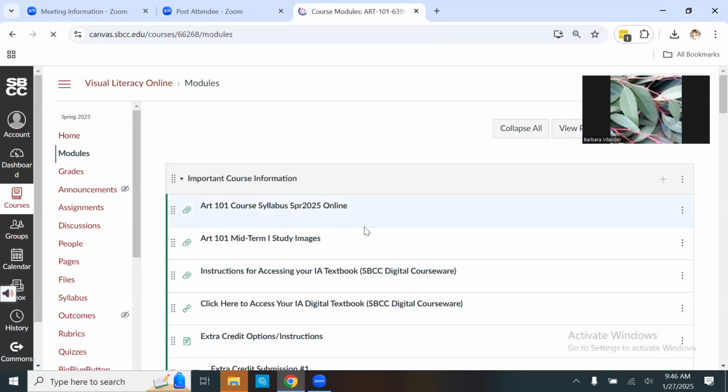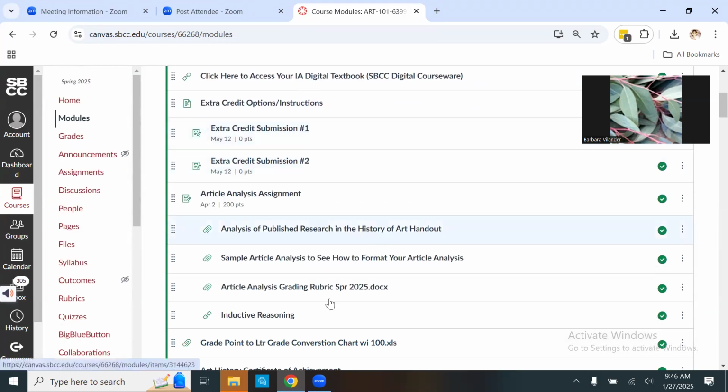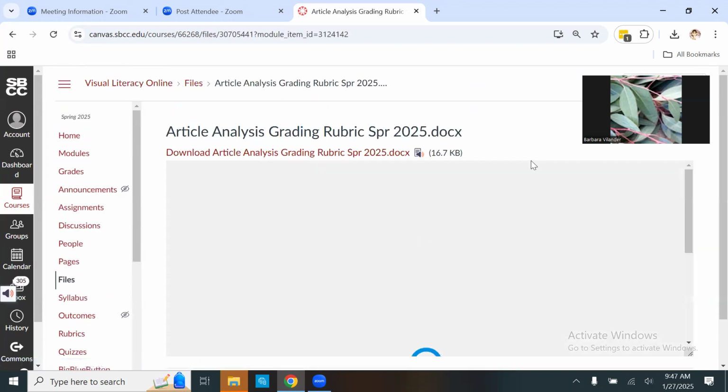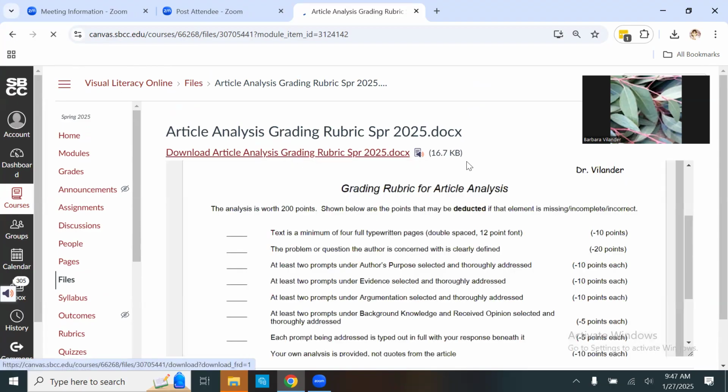Just that exact format, okay? And then this is the grading rubric. I want you to look at these in more detail before you submit your article analysis, okay? So the grading rubric, basically what it does, and it's being pokey again. Let's see if we can open it this way. Oh, there it is. Okay.